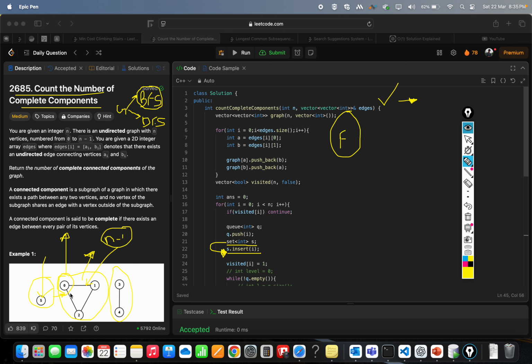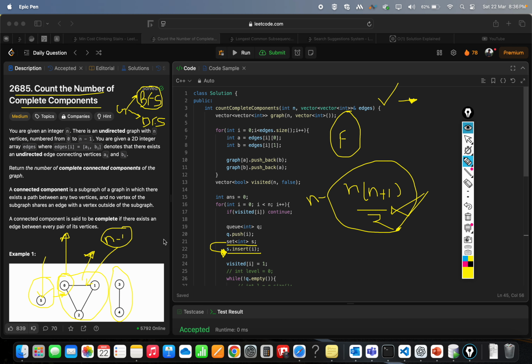The other thing we can do is find the number of edges in a component. If the edges are equal to n times (n minus 1) by 2, that means that component is a fully connected component. So this is the other thing. If all the nodes are connected with each other, the number of edges must be n(n minus 1)/2. So these are the two things which we can do.